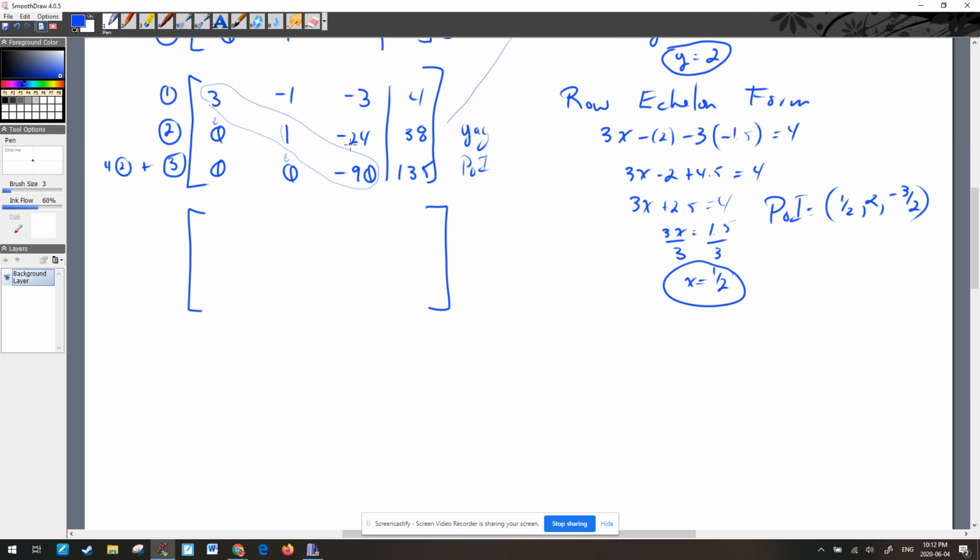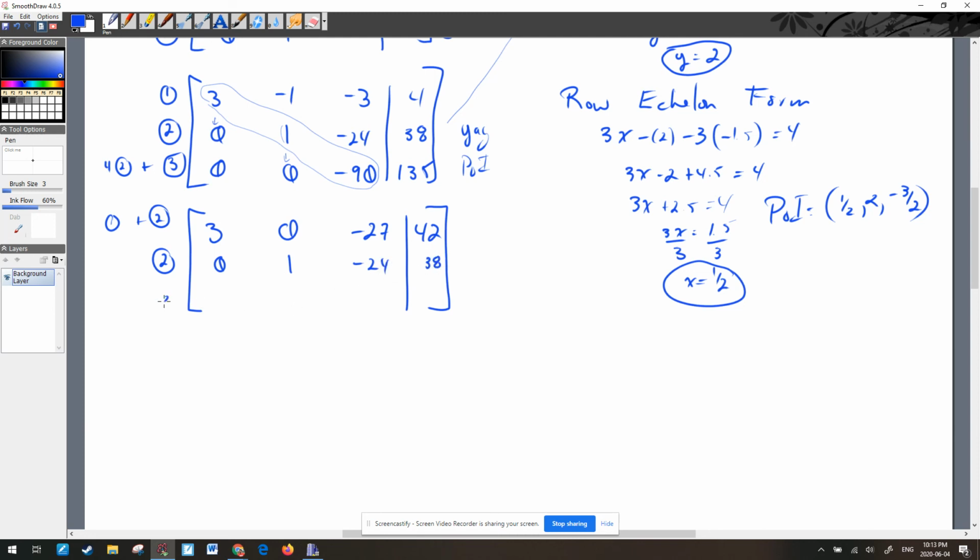So here we go. Now I want to get rid of this negative 1, and I have to use this row to do it. It's kind of nice that this is a 1, because now I can just take row 1 and add row 2 to it, because if I add it, it's gone. So 3 plus 0 is 3. Negative 1 plus 1 is 0. I add this up, it's negative 27. And I add this up, it is 42. Lovely. Row 2 in this case, I'm not going to mess with. It's good. So 0, 1, negative 24, and 38.